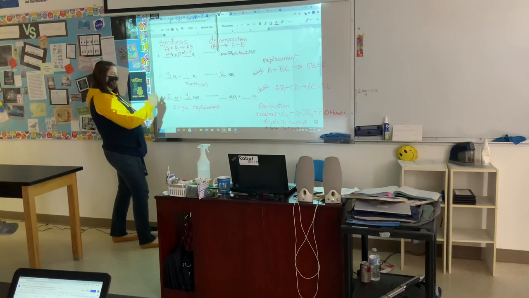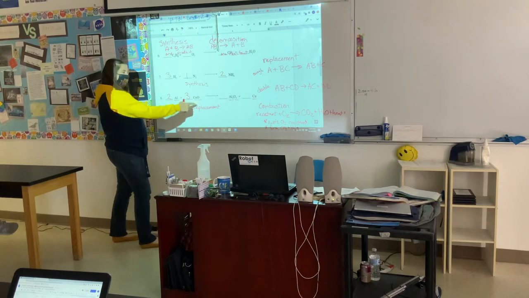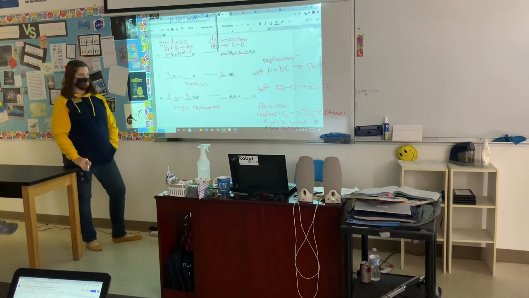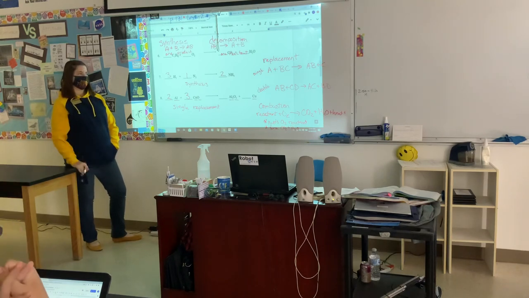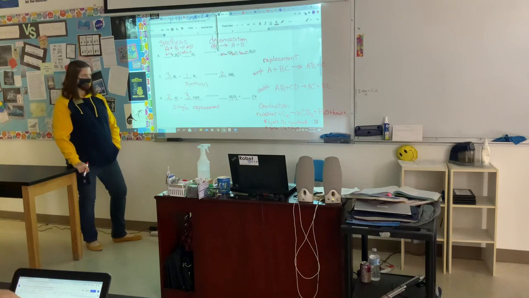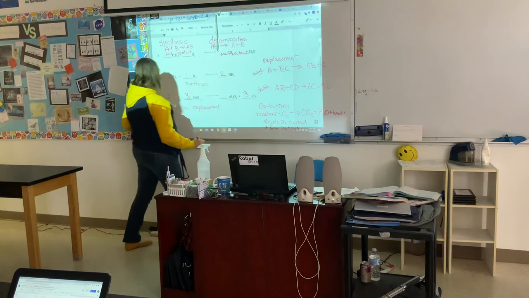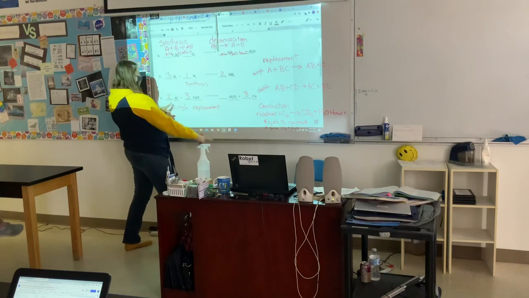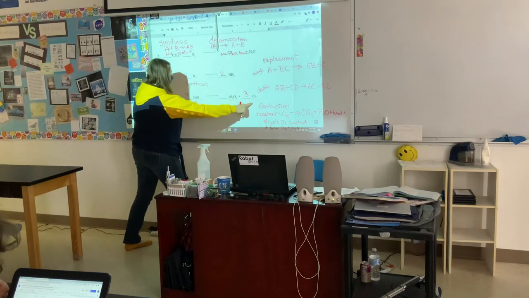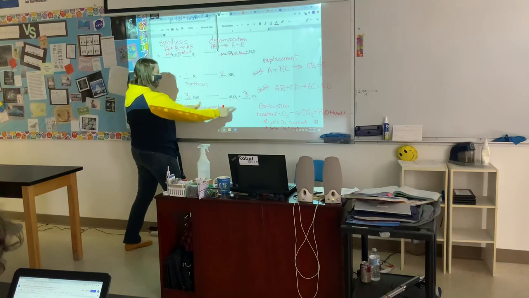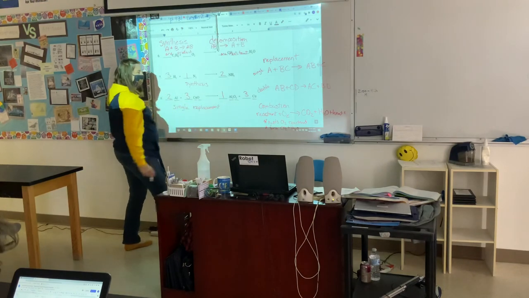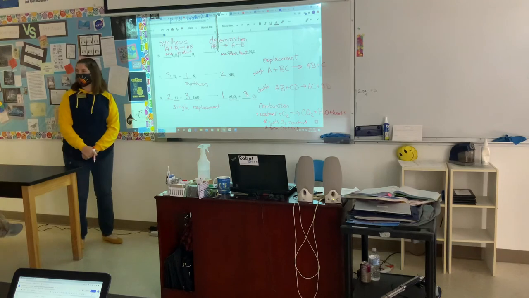Okay. So aluminum's balanced. Copper's balanced. Is oxygen balanced? No. Wait, oxygen's balanced. Is copper balanced? No. So how do I balance that? Multiply. Three where? Copper. Three in front of the copper. Two aluminum. Three copper, three copper. Three oxygen, three oxygen. We're good.